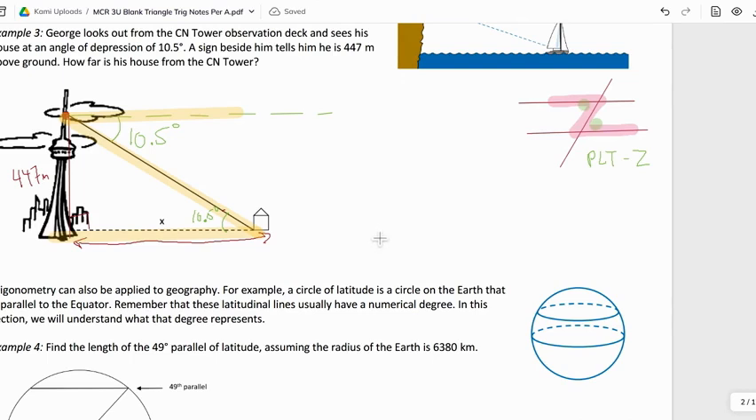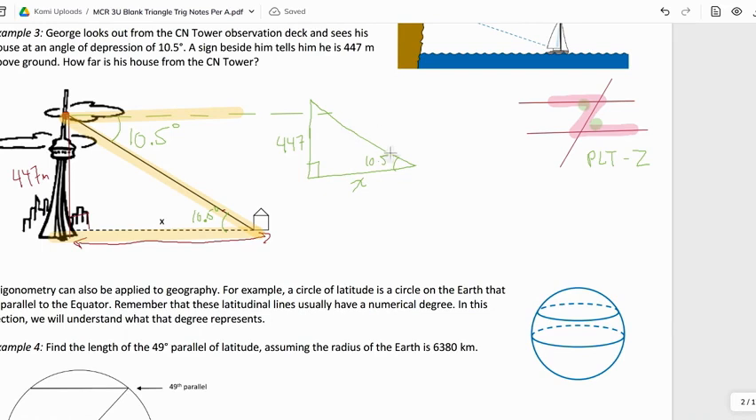Great. All right. So now I will redraw my triangle just to make it clear what I'm working with. This is 10.5. This is what I'm solving for, and this is 447. Do I have enough information to solve? I've got one side, one angle, and another angle. I need 3 pieces of information to do anything with a triangle. I have it. Yeah, so I'm good.